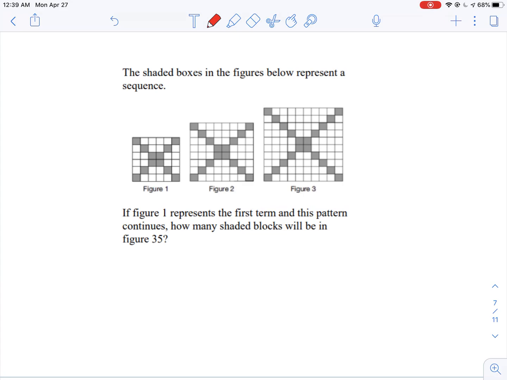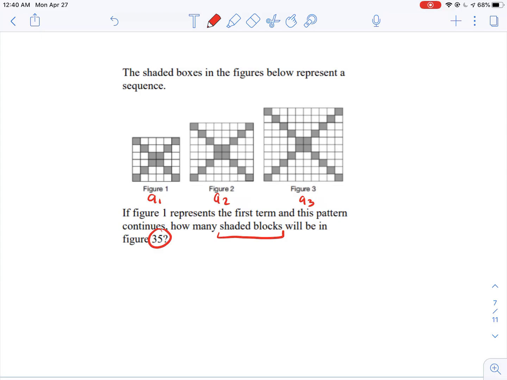So I would like for you to look at this example and try it on your own. Pause the video and then come back to it to see if you got it right. So the question says the shaded boxes in the figures below represent a sequence. If figure 1 represents the first term, A1, and this pattern continues, so that's A2 and that's A3, how many shaded blocks will be in figure 35?